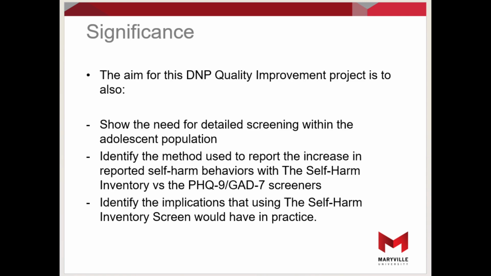The additional aim would be to show the need for detailed screening within this adolescent population, identify methods used to report the increase in reported self-harm behaviors using the self-harm inventory screen versus that of the PHQ-9 and the GAD-7 screeners. And lastly, identify the implications that using the self-harm inventory screener would have in practice.